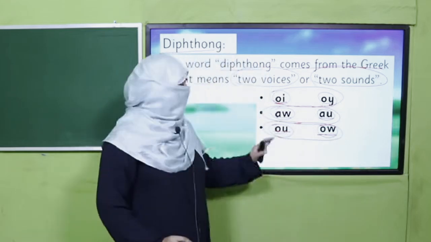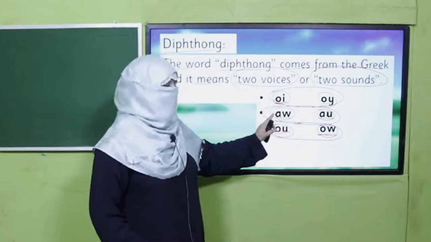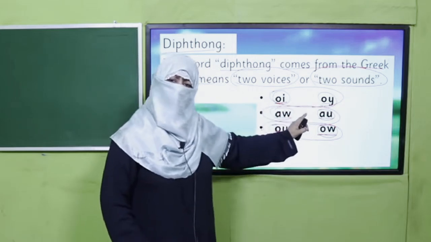Again, what sounds do they have? OI says oy, OY says oy. AW says aw. AU says aw.